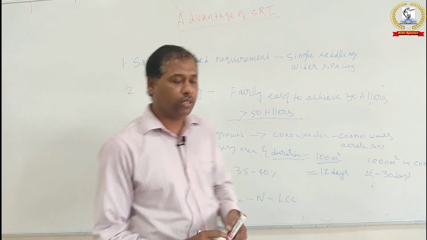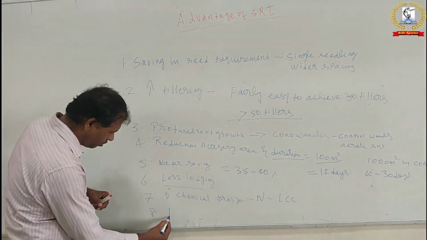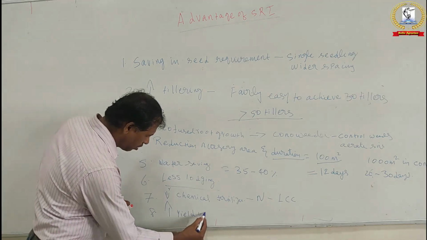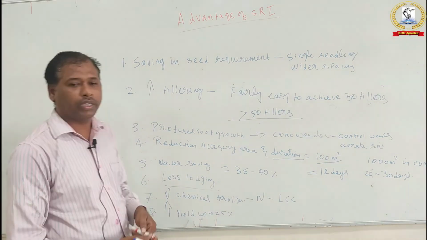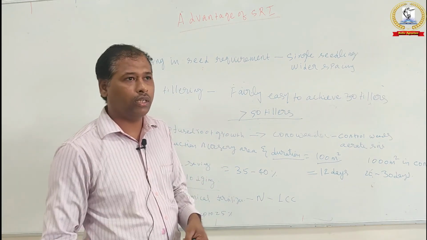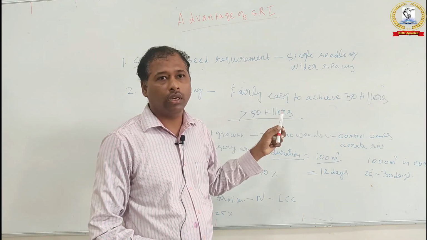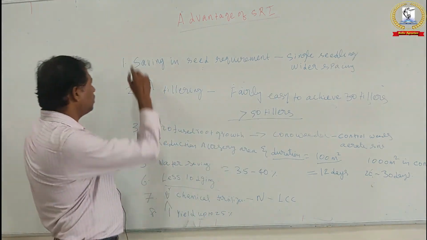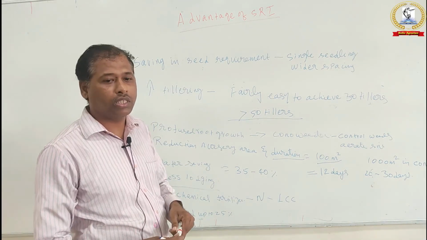The next advantage is increased yield up to 25%. So certainly SRI method can produce more yield as compared to conventional methods. So these are the major advantages of system of rice intensification.